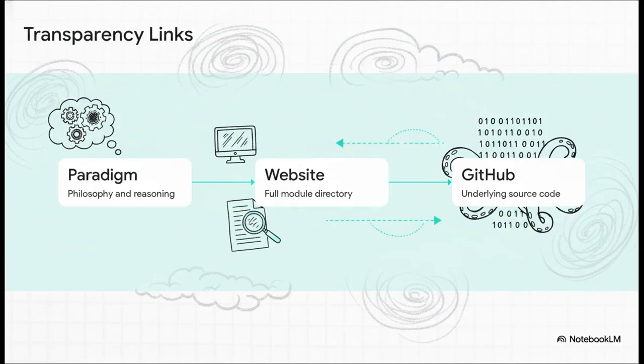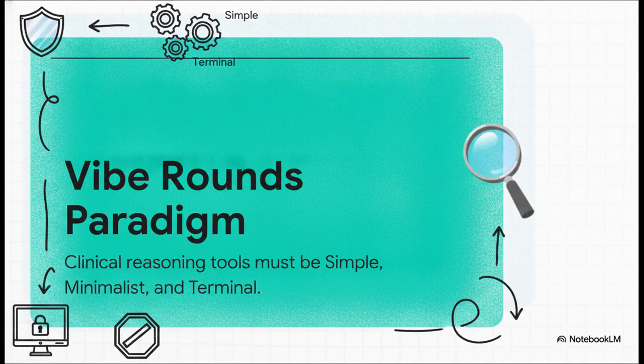In fact, if you ever find yourself using a tool and wondering, hey, exactly why is it asking me this specific question? Or why is it guiding the Socratic dialogue in this direction? The Hub provides 3 progressive links to let you investigate it for yourself. You can click to read the overarching Vibrounds paradigm. You can dig deeper into the project website to see the full module directory and how all the tools fit together. Or if you want the deepest, most technical look possible, you can click straight through to the GitHub source code to see the actual underlying mechanics. Let's move to that underlying philosophy and see how this builds into the ultimate foundational theme of the platform.